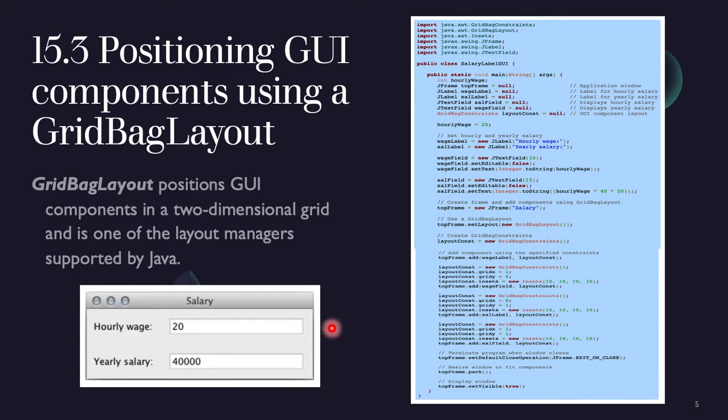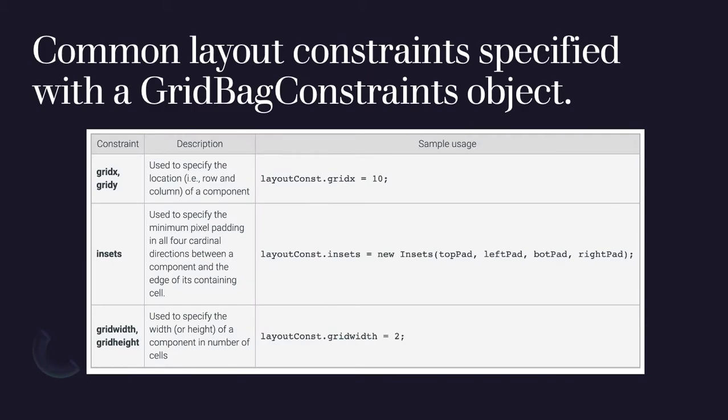Here is compared to the previous one. Here we see hourly and yearly are being separated. Some of the common GridBagConstraints fields we have are gridx, gridy, insets, gridwidth and gridheight.